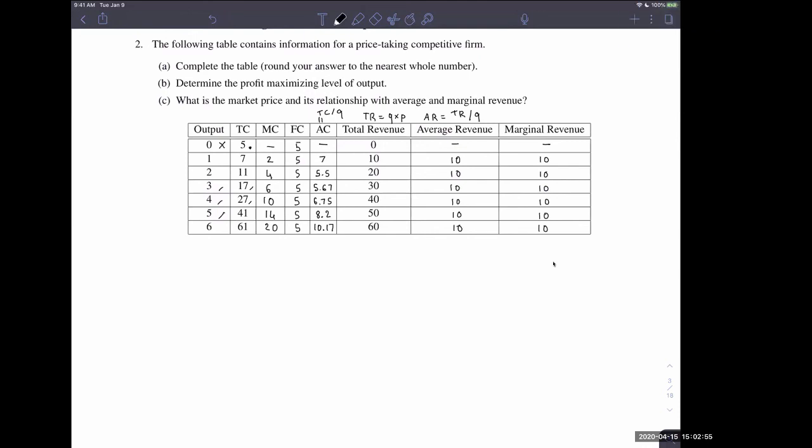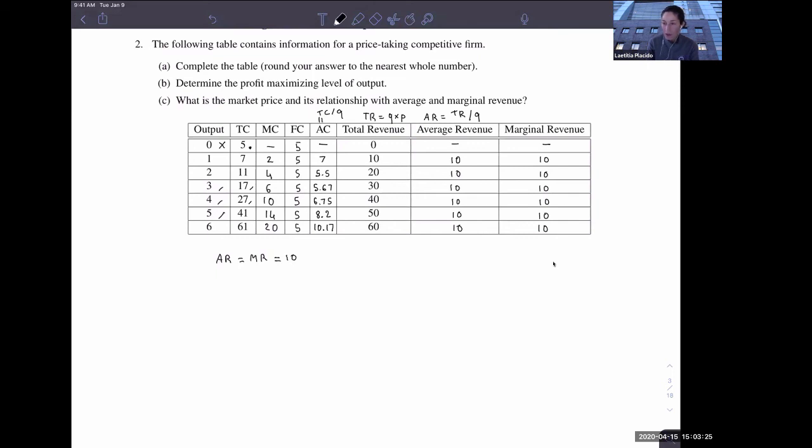Can I ask a question? Is this always the case, or did it just happen to be this problem that the average revenue and the marginal revenue have to be equal to 10, 10, 10? Yeah, okay, so that's the observation. So here you can observe that average revenue is equal to the marginal revenue, which is equal to 10. I'm going to answer your question.